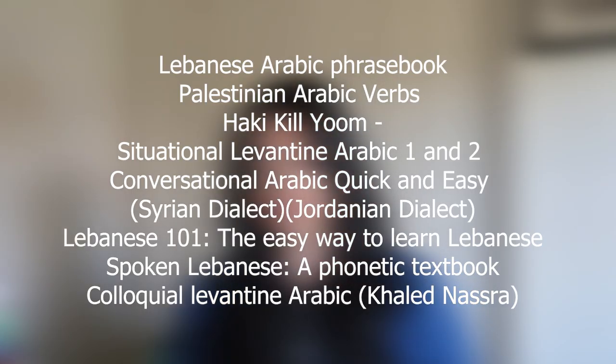Other textbooks for Levantine Arabic that I haven't tried, but I can recommend: Lebanese Arabic Phrasebook, Palestinian Arabic Verbs, which is a Lingualism book, Haki Kilyom, Situational Levantine Arabic 1 and 2, also on Lingualism, Conversational Arabic Quick and Easy, available in Syrian dialect as well as Jordanian, Lebanese 101, The Easy Way to Learn Lebanese, Spoken Lebanese, a phonetic textbook, and Colloquial Levantine Arabic by Khalid Nasra.